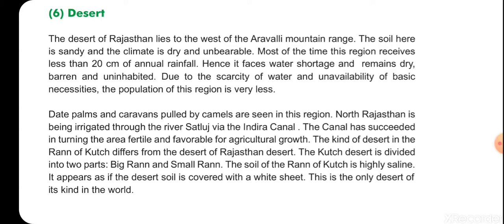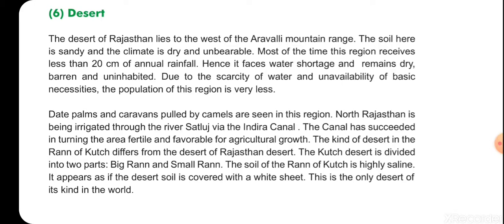So let's understand. The western part of Rajasthan is a desert. The rainfall in this area is very scanty in nature. So most of the region is dry, barren and uninhabited. That means life does not exist as it exists in an area where there is water. Population is very scanty. Scanty means very less.